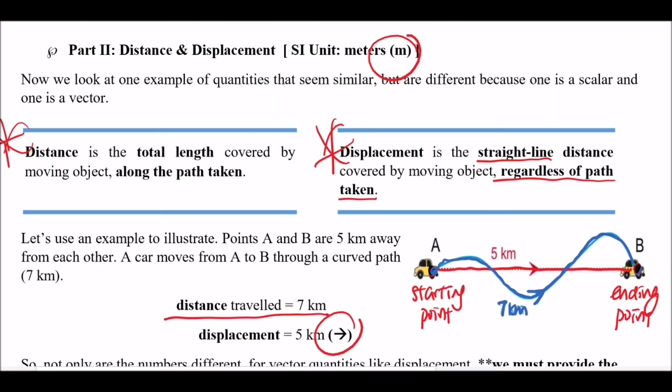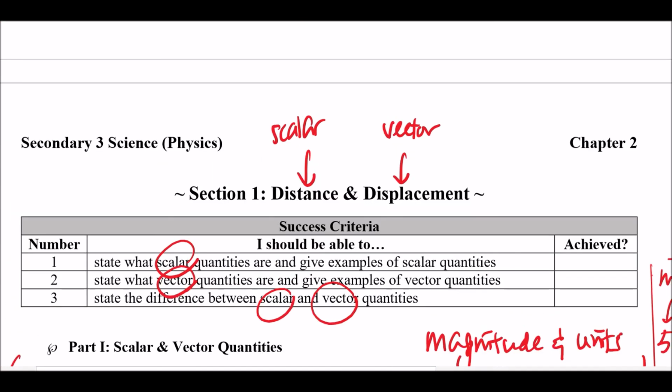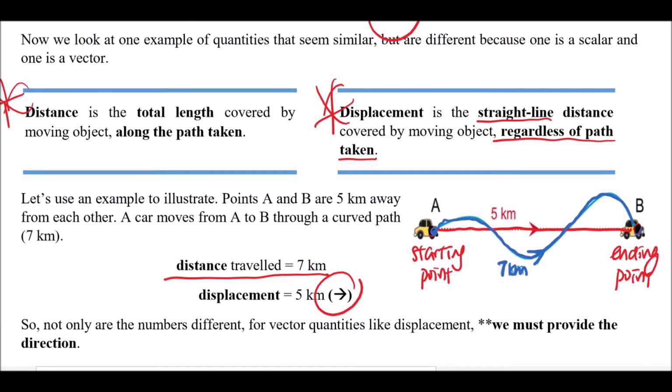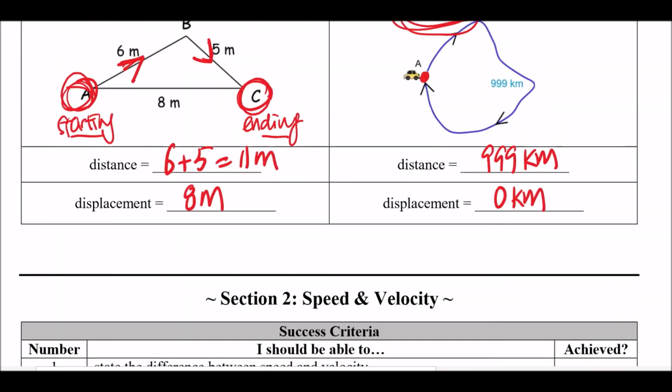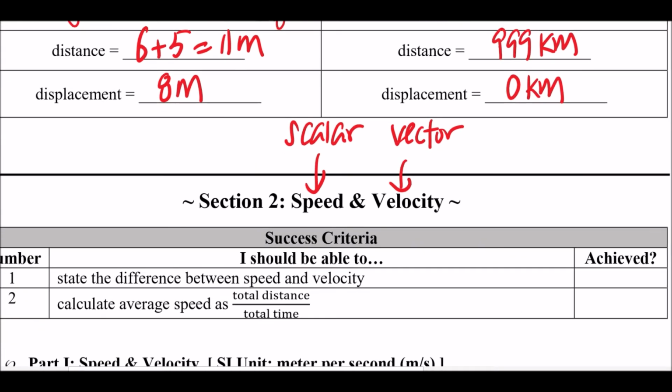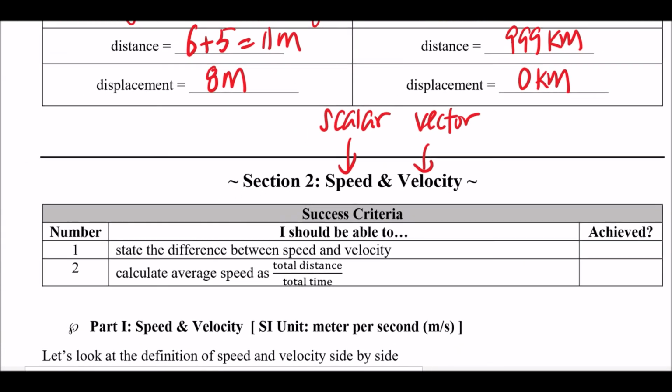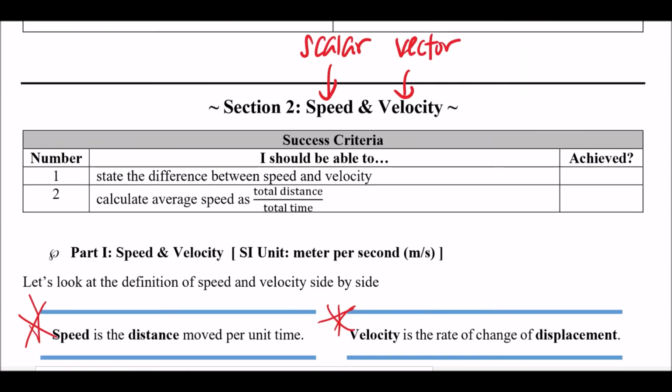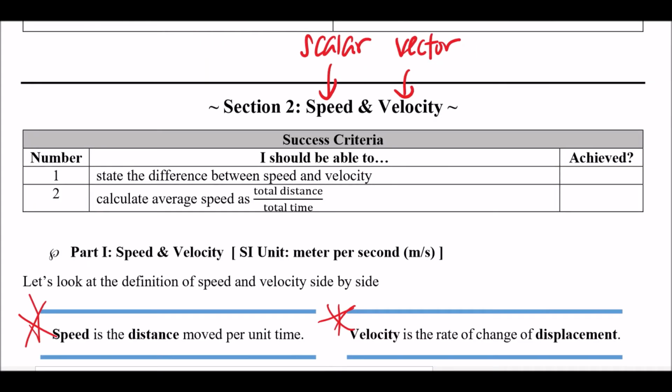Now if you look at distance versus displacement, you know that one of them is a scalar while the other one is a vector. Likewise, speed and velocity also behave in the same way. In this case, speed is the scalar and velocity is the vector cousin of speed. Let's look at the success criteria for this part. In this section, we need to learn to state the difference between speed and velocity, and calculate this thing called average speed. Okay, let's get into it.